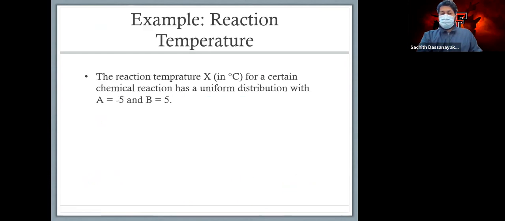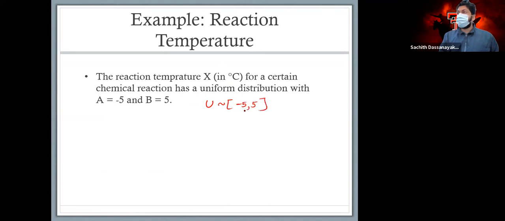So for an example, let's take this one. This is again a uniform distribution, reaction temperature in Celsius. So A and B are given. My uniform distribution is -5 to 5, right? First one is the lower bound, second one is the upper bound. Clear? Then how do we write that? My variable is x. So lower bound is -5, upper bound is 5.